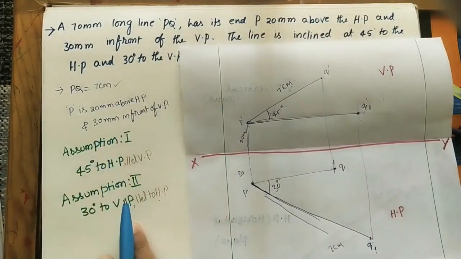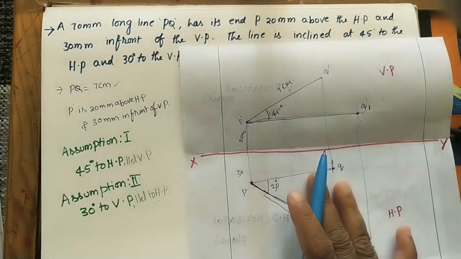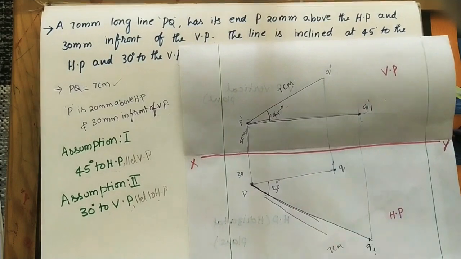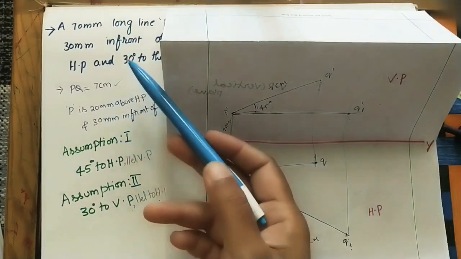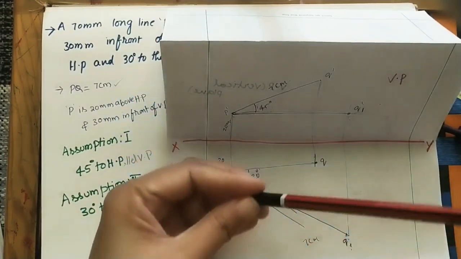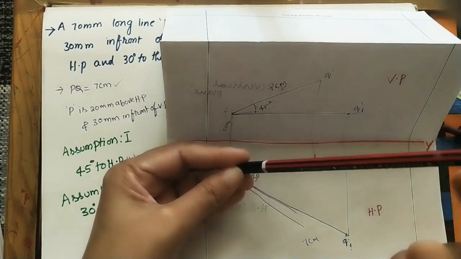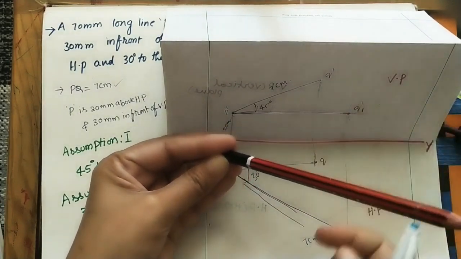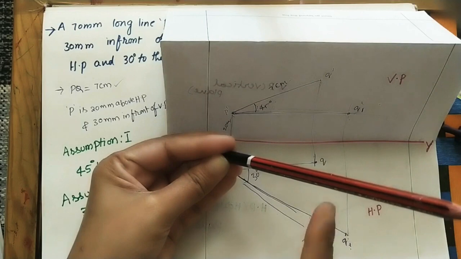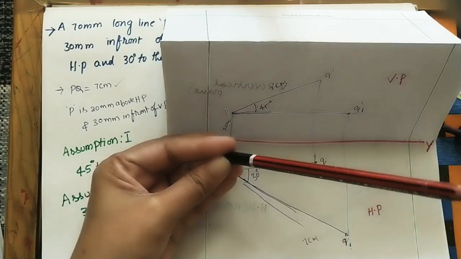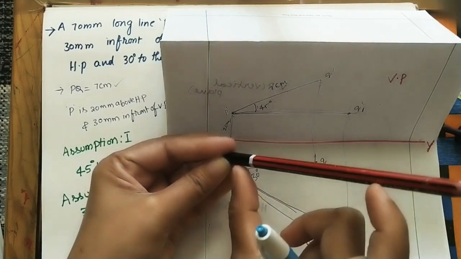This diagram is the first assumption, this diagram is the second assumption. These two assumptions, now we have to combine for getting the projections of the final line. In our given data we need to combine these two angles. Initially it is making 45 degrees, again it is making 30 degrees with VP. So we need to do the front view of the line and top view of the line. In both views this is making an inclined line.